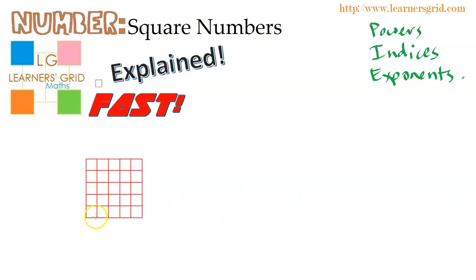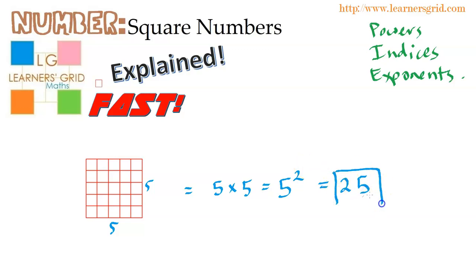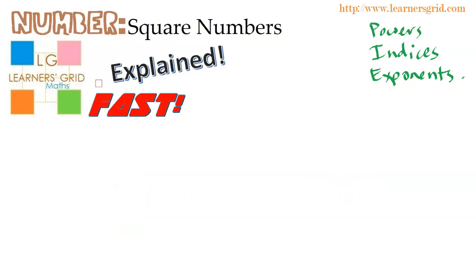Okay, one more example. So this one here is 5 little squares along and 5 squares up. So that really equals 5 times 5. Another way of writing 5 times 5 is 5 to the power of 2, right? Like we explained before. And what does that equal? Equals 25. And so, yeah, 25 is the square number. And if you counted up all these little squares in here, you would find that there are 25 of those little squares.